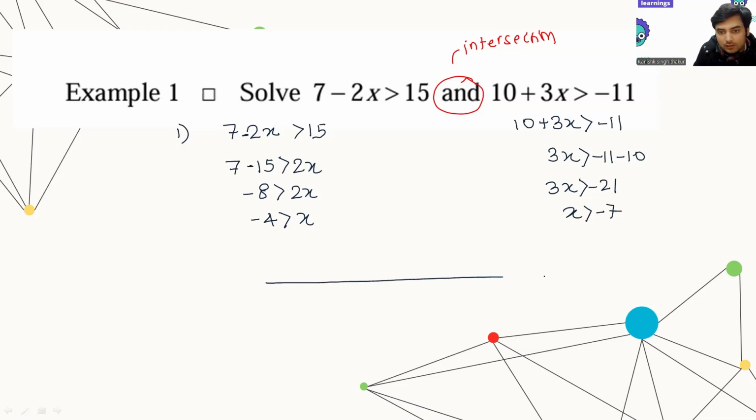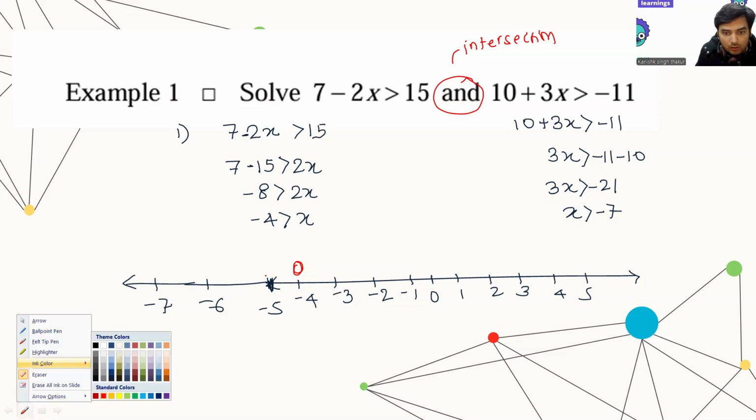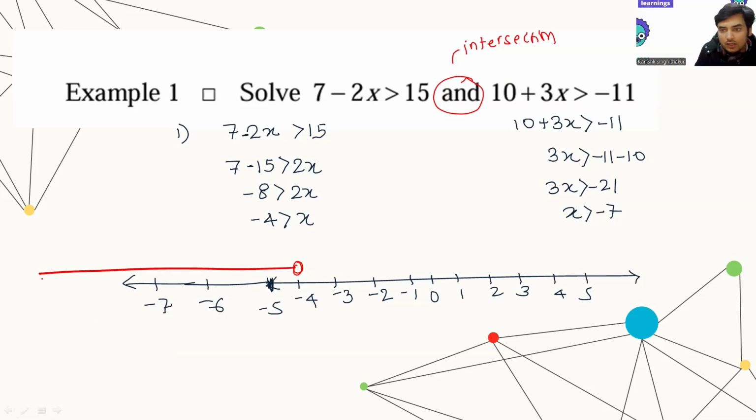So here you have 0, minus 1, minus 2, minus 3, minus 4, minus 5, minus 6, minus 7, then 1, 2, 3, 4, 5, like this. Now x is lesser than minus 4. I'll put a hollow circle here, and all the values lesser than minus 4 I'll take here.